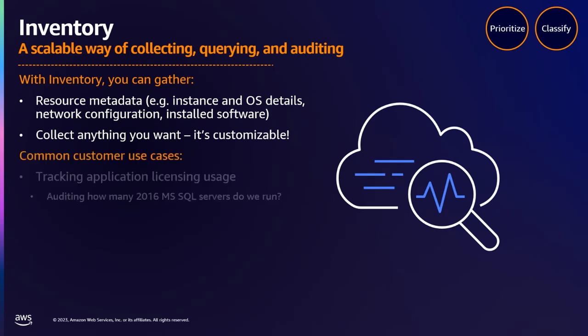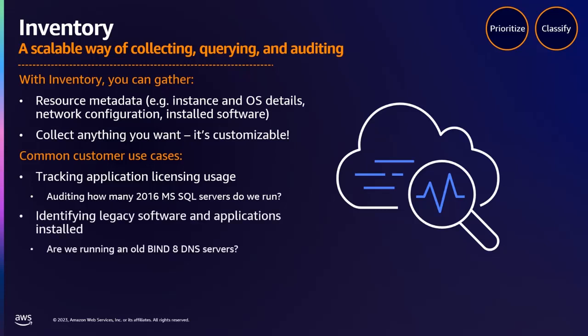So common customer use cases of inventory is tracking application licensing usage. So if I wanted to know how many SQL 2016 MS SQL servers we are running, you could figure that out with inventory. You could also identify legacy software and applications that were installed on those instances, and you'd be able to view that and understand that at scale. Lastly, you can also monitor changes over time using AWS Config. So with Config recording rules, there are specific Config recording rules that will allow Config to understand what's changing about your inventory over time.